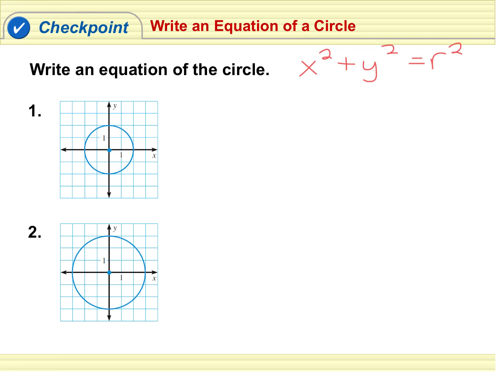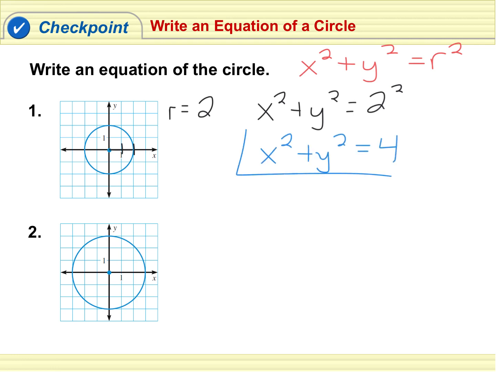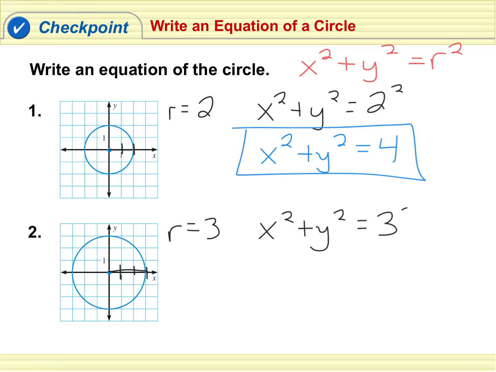Following that formula, what is the one thing we can gather from our picture? The radius. What is the radius on number 1? 2. Remember, from the center to the outside, 1, 2. So x squared plus y squared equals 2 squared, which simplifies to x squared plus y squared equals 4. Number 2, what is our radius? 3. So x squared plus y squared equals 3 squared, which simplifies to x squared plus y squared equals 9.